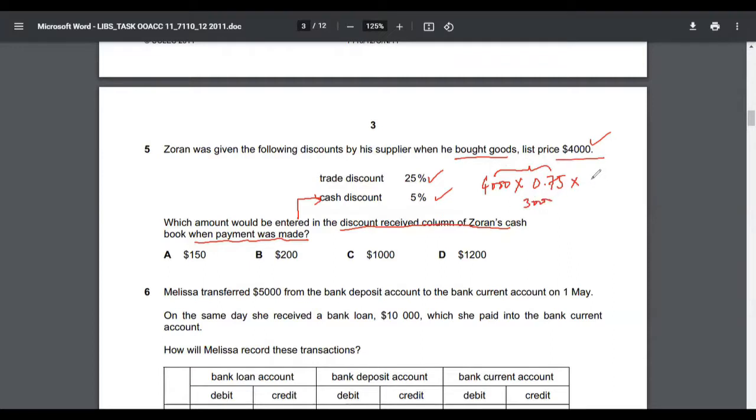And Zoran gets an additional discount of 5% because we need to calculate the discount received. That is why we will use 5%, because 5% is the cash discount that is received. So 3,000 times 5% comes to $150. Therefore, the correct answer to multiple choice 5 would be option A.